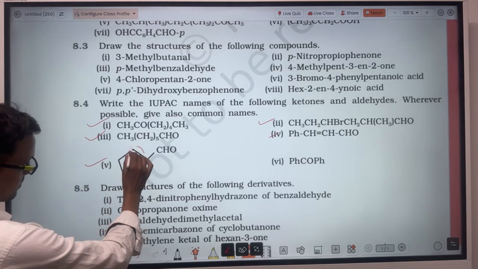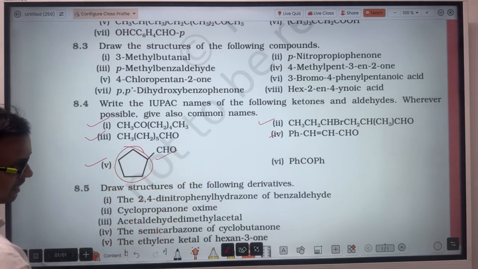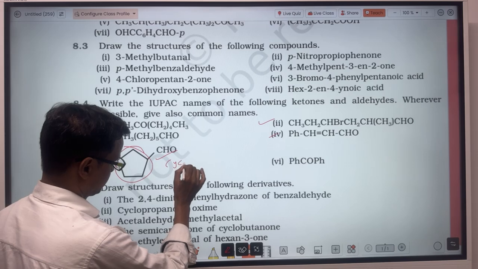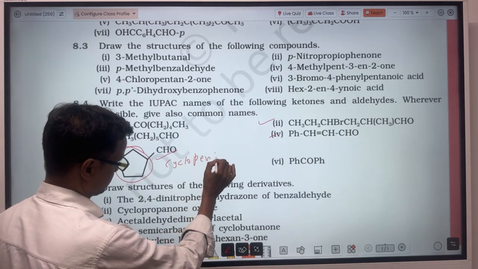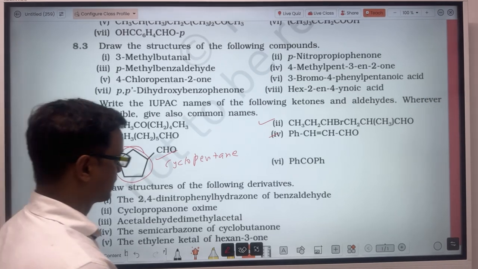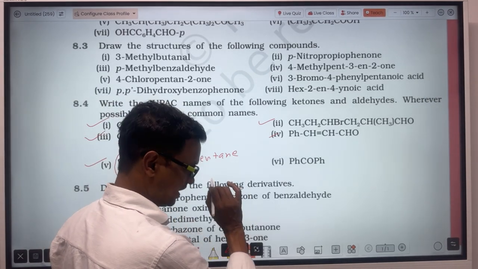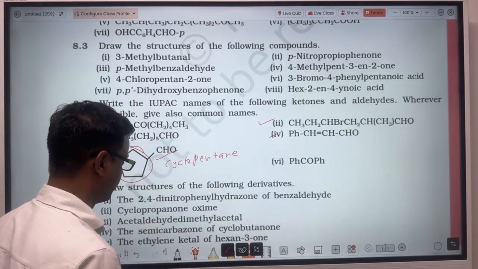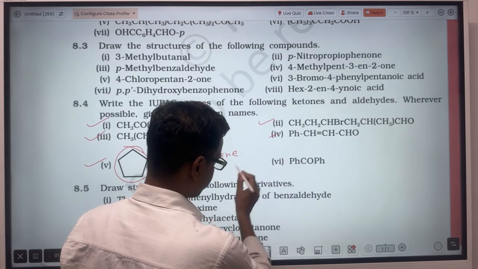Its name will be cyclopentanecarbaldehyde. E will be retained. Okay, we are not using al; the suffix carbaldehyde we are using. That's why E will be retained.